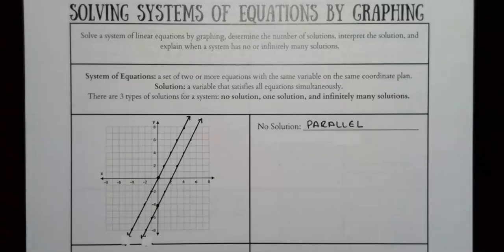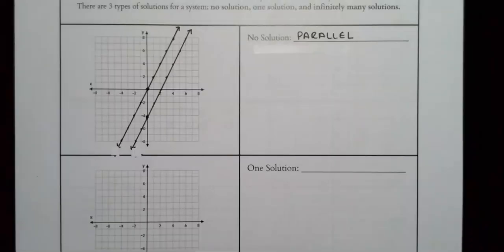So let's take a moment to look at what it actually looks like for no solution, one solution, and infinitely many solutions on a graph. All right, so as you can tell on this graph, there are two lines that I drew that are parallel to each other. We can see that they're parallel and that they're not going to intersect. So this is what no solution looks like.